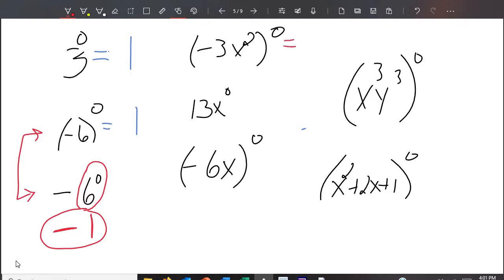Now look at this one. This one has a negative 3 and an x squared in parentheses. Well, it doesn't matter what's in a set of parentheses. If the exponent is 0, it's automatically equal to 1.